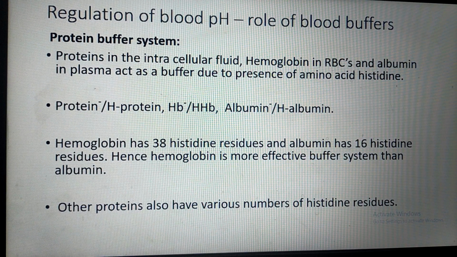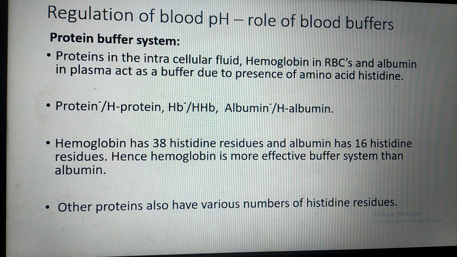Proteins in the intracellular fluid, hemoglobin in the red blood cells, and albumin in the plasma act as a buffer due to the presence of the amino acid histidine. What is the specialty of histidine? Histidine has an imidazole group as a side chain, and that imidazole group has a pK value of 6.1, which is near to physiological pH. Examples of protein buffer systems are given here.